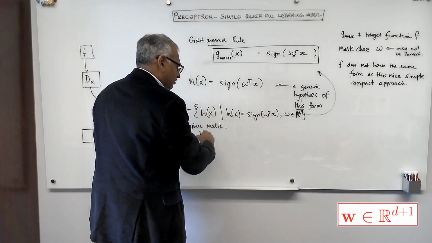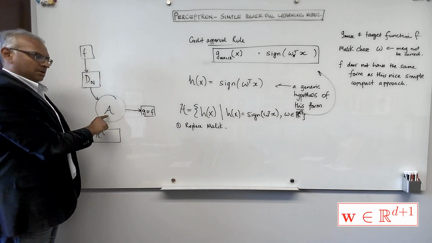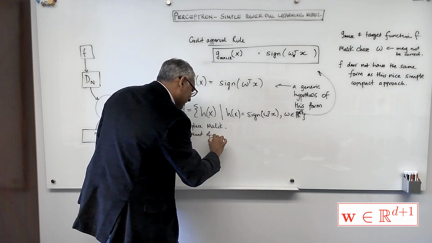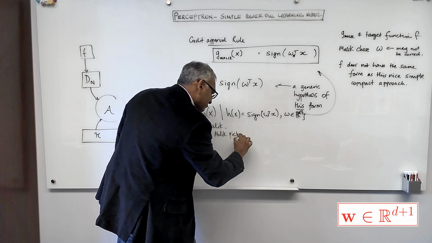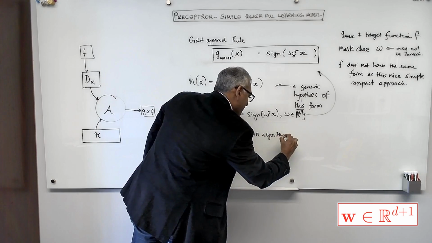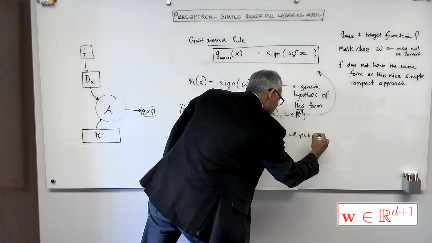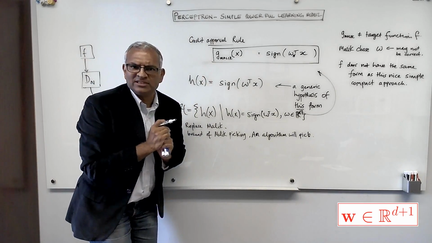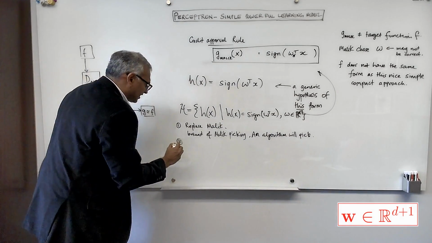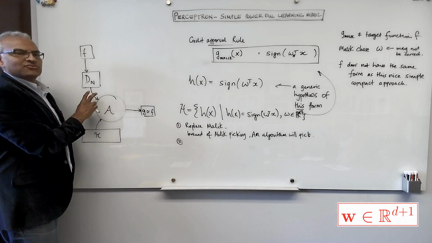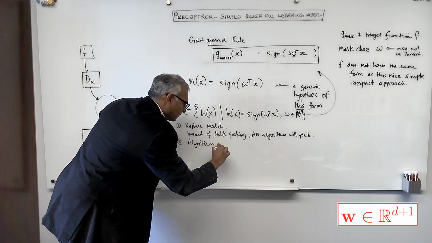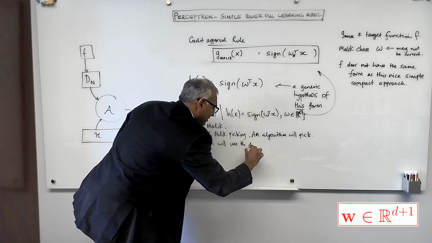Okay. So instead of Malik picking a hypothesis, an algorithm will pick the hypothesis. And two, Malik just came up with those weights and we have to trust Malik. But no, the algorithm will use the data. And that's why it'll be an algorithm that learns from the data to produce a G that's approximately F.